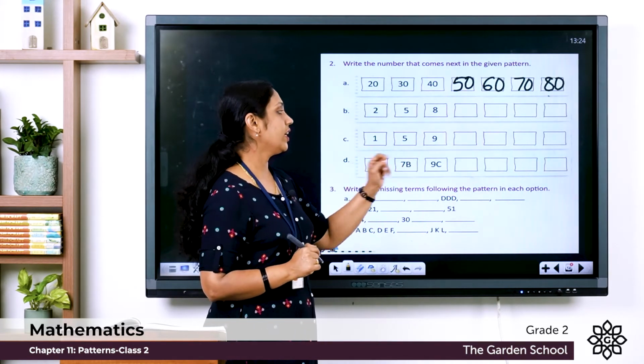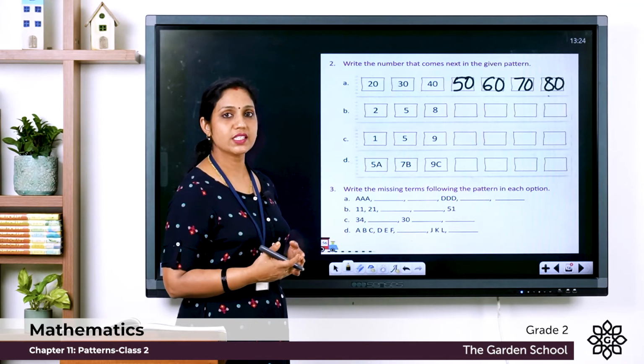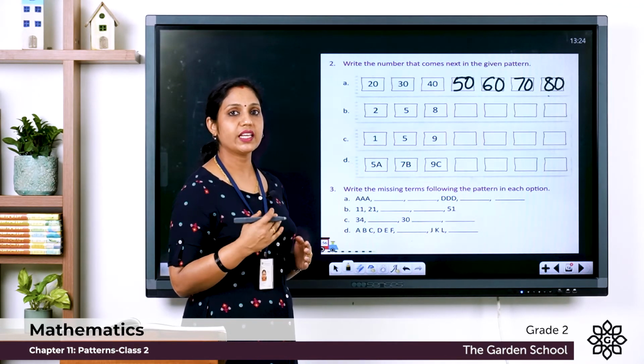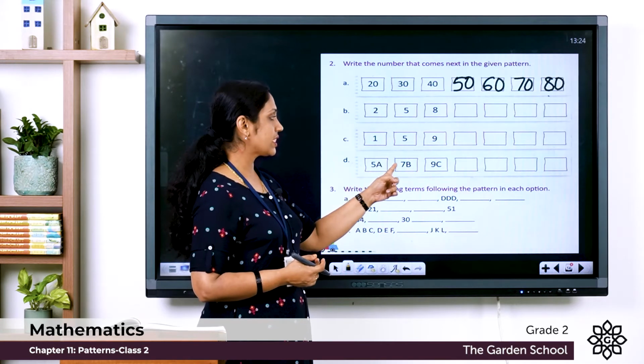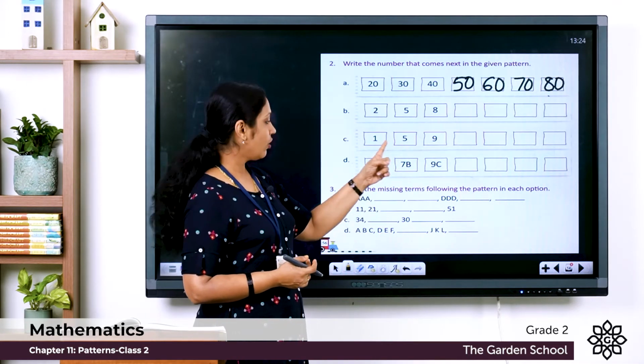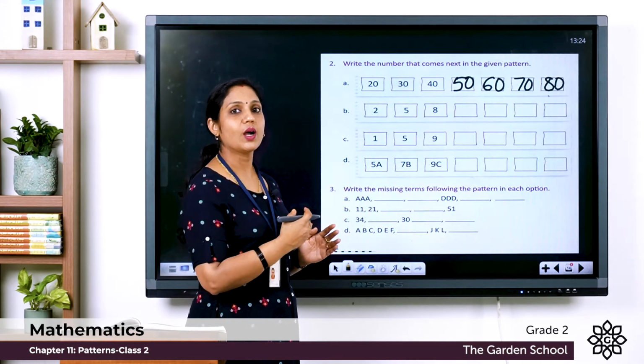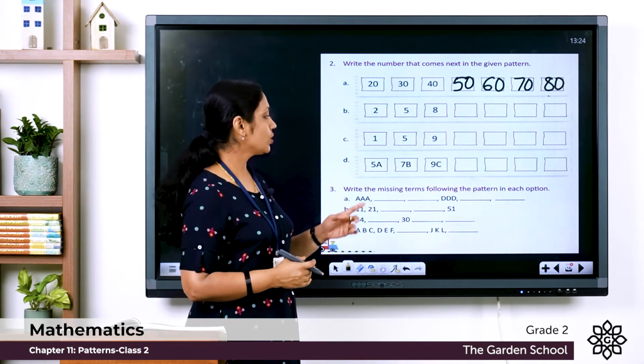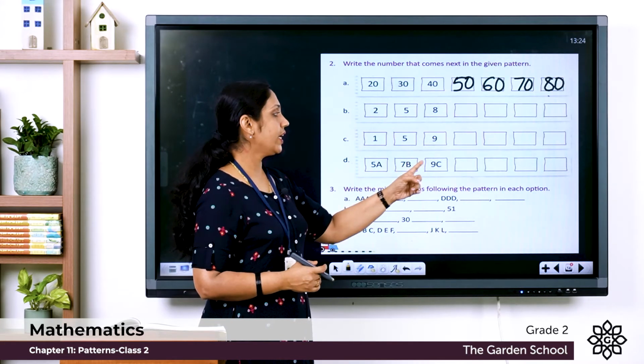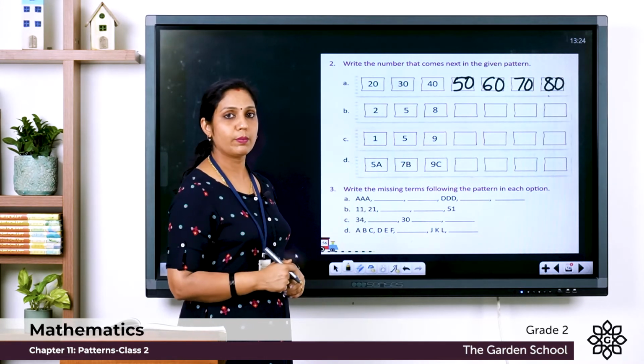5, 7, 9. By how much are these numbers increasing? These numbers are increasing by 2. 5 plus 2, 7. 7 plus 2, 9. Now let's have a look at the letters A, B, C. The letters are going in the correct order, right? So 5A, 7B, 9C. So which number has to come next?